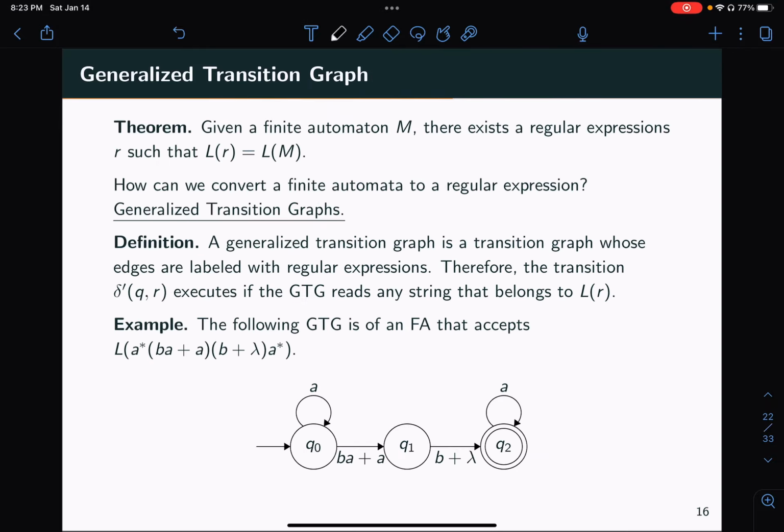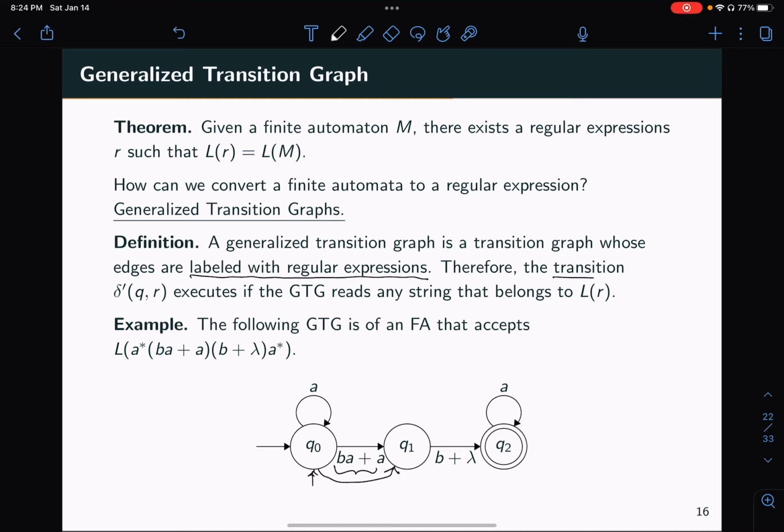Okay, so how do we actually do that? Well, we need to talk about something called a generalized transition graph. So a generalized transition graph is very similar to the transition graphs that we've seen for NFAs and DFAs, except that now edges can be labeled by regular expressions. And so all that means is that if the machine is at Q0, to transition from Q0 to Q1, what the machine can do is it can read any string that matches the regular expression labeled on its edge. Okay, so that's the real difference. That's the only real difference between a GTG and the transition functions for FAs, is that now we can label the edges of GTGs with regular expressions.